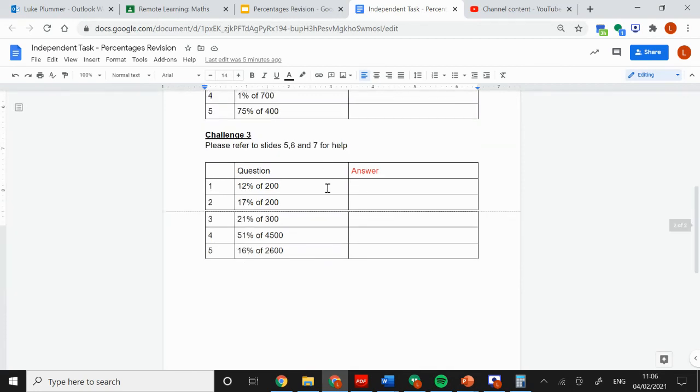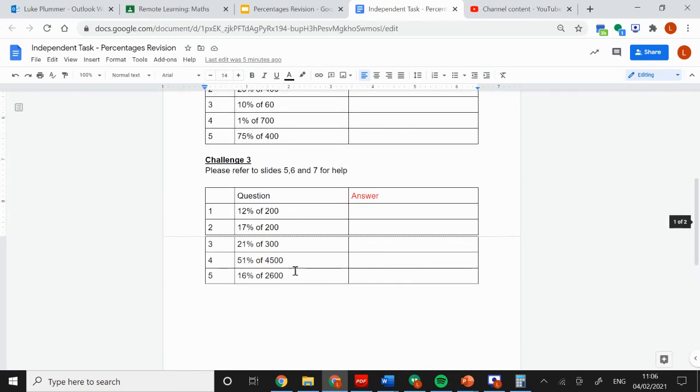Let's have a look at challenge 3 together then. Challenge 3 is asking you to find percentages of these numbers. For some of them, and I would suggest especially question 1, you should be able to do that mentally. For questions 2, 3, 4, and 5, you should be able to do it with a written method using the column method. However, because that isn't the specific skill that we're testing at the moment, for questions 2, 3, 4, and 5, if you do need to use a calculator, just like I showed you here, it's absolutely fine.